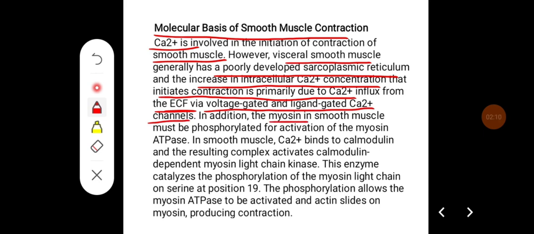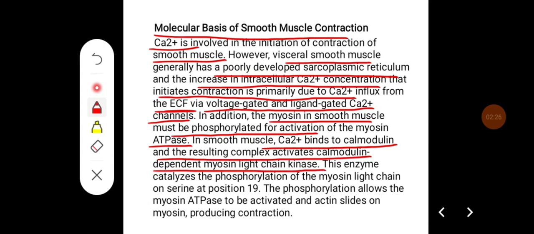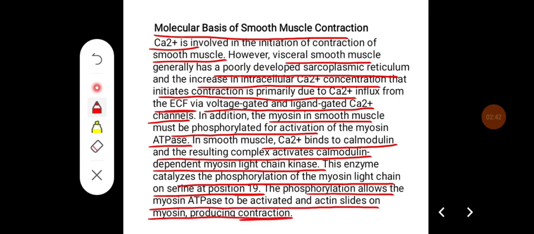In addition, myosin in the smooth muscle must be phosphorylated for activation of the myosin ATPase. In smooth muscle, calcium binds to calmodulin and the resulting complex activates calmodulin-dependent myosin light chain kinase. This enzyme catalyzes the phosphorylation of the myosin light chain on serine at position 19. The phosphorylation allows the myosin ATPase to be activated and actin slides on myosin, producing contraction.